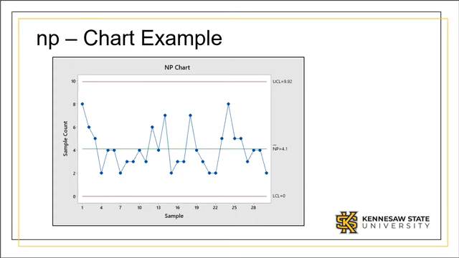The central tendency is shown by the green line. The red lines show the upper and lower control limits. Note that negative calculated values for the control limits are rounded to 0. This was the case for the lower limit in this example. The number of defectives appears to be well within control.